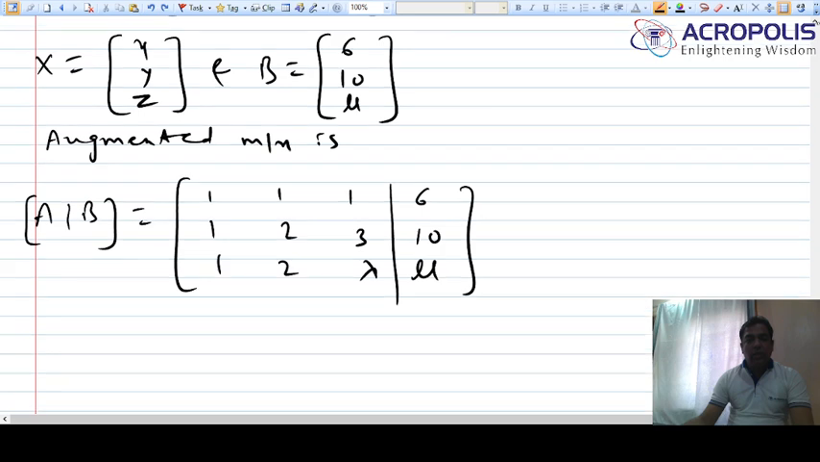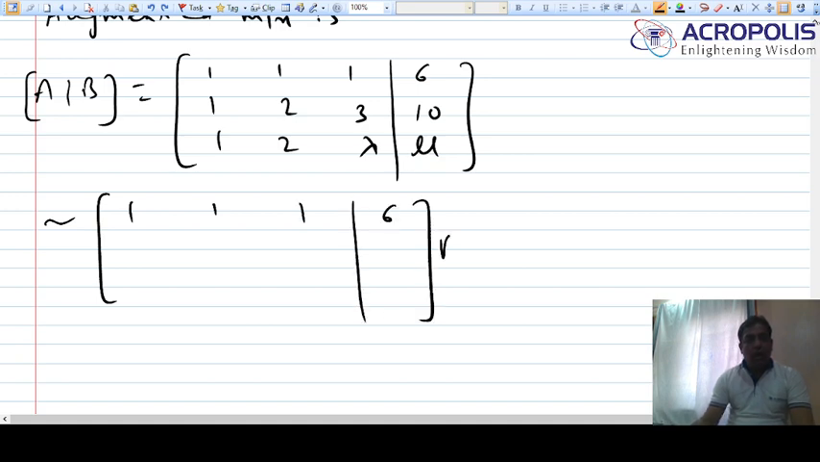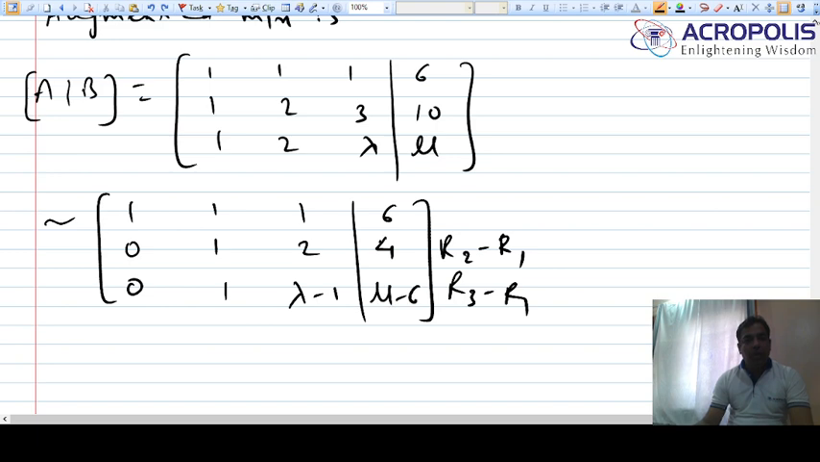on reducing this in echelon form, we'll apply the operations R2 minus R1 and R3 minus R1. Simply we will subtract the first row from rows 2 and 3. We will get 1, 0, 1, 2, 4, and 0, 1, lambda minus 1 and mu minus 6.